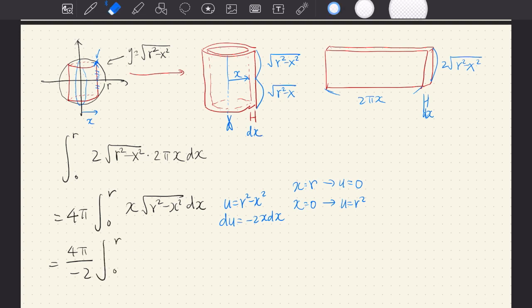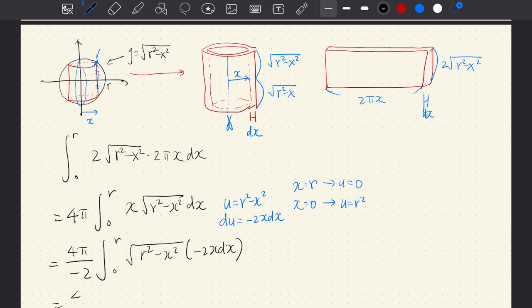Sorry. And then here we have square root of r squared minus x squared, and you have negative 2x dx. Okay, so now we have prepared our integrand to do u substitution. So after u substitution, the upper and lower integration limits should change into 0 and r squared. And here you have square root of u and du.